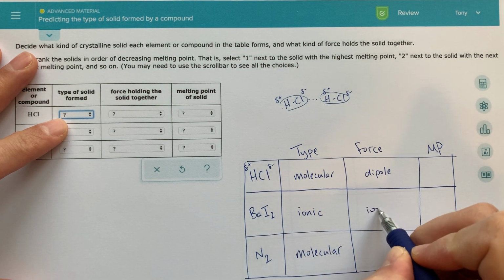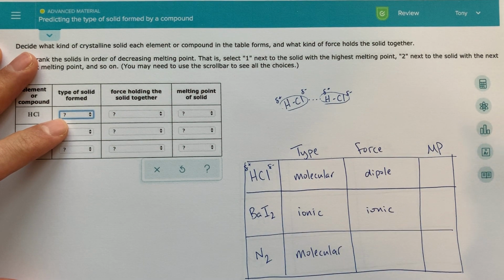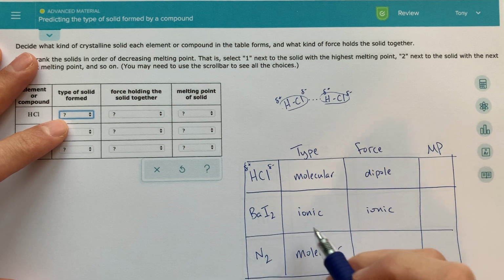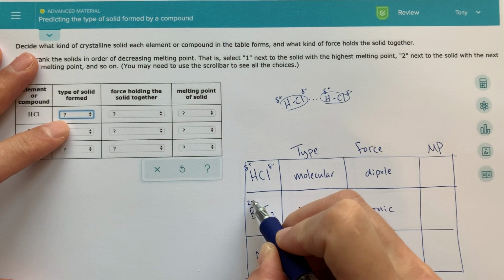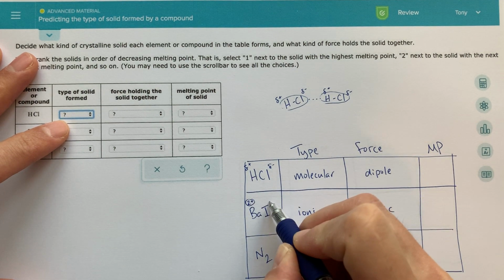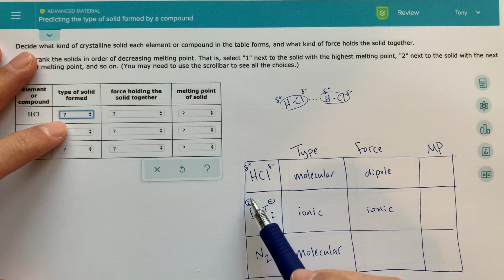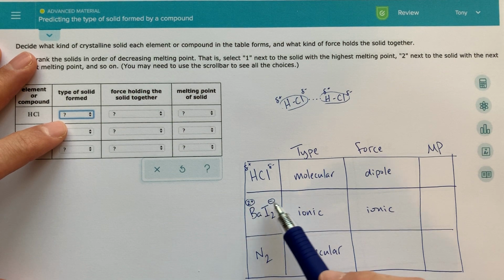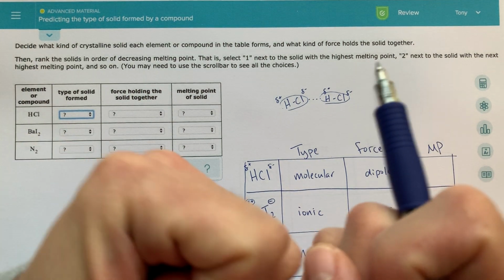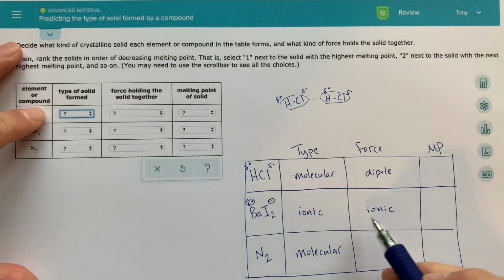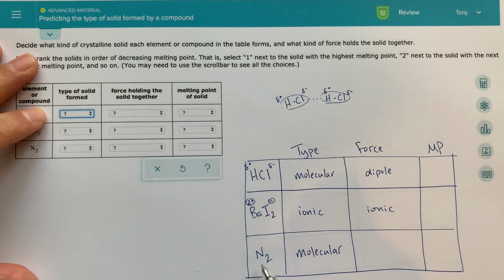Ionic's pretty straightforward, it's ionic. So that one's a little bit easy. And the thing I would be keeping in mind here is that this barium in an ionic compound is gonna have a 2+ charge, and each iodine is gonna have a 1- charge. So what we're really talking about for this barium iodide being held together is that there is an actual 2+ charge and an actual 1- charge holding that compound together. That's an ionic interaction.